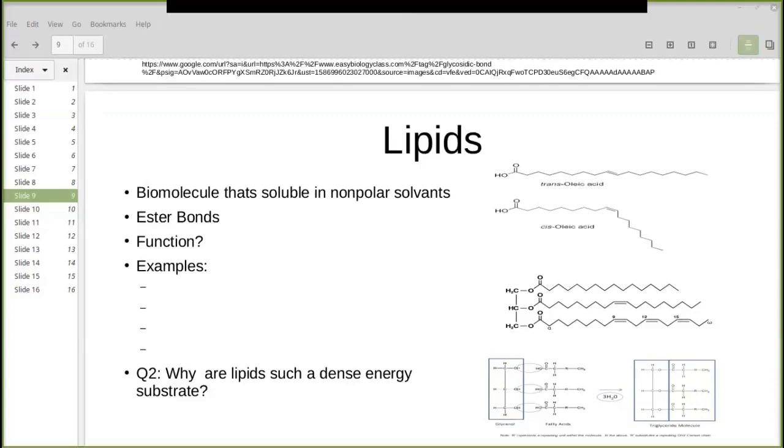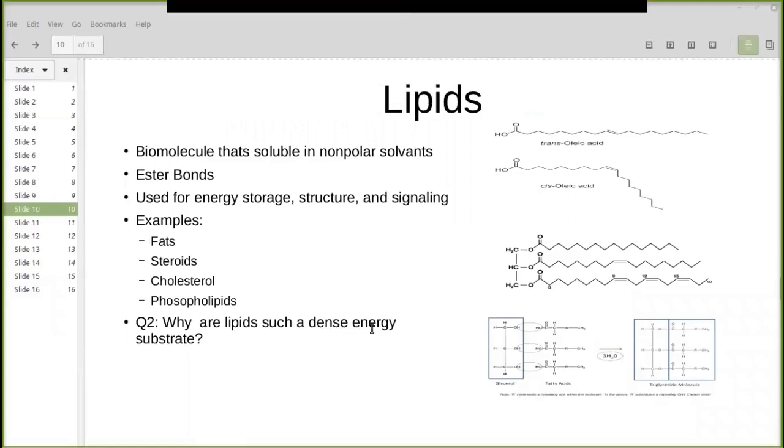Phospholipids are a very prominent component of cell membranes. Cholesterol is another steroid, another component lipid that makes up the structure of the cell membrane. So a lot of different things that lipids can do, right?